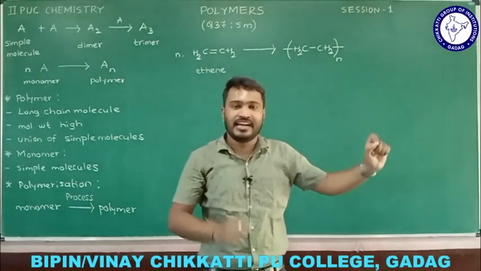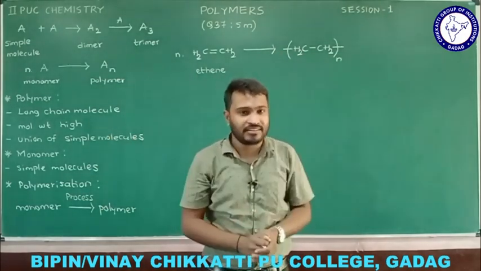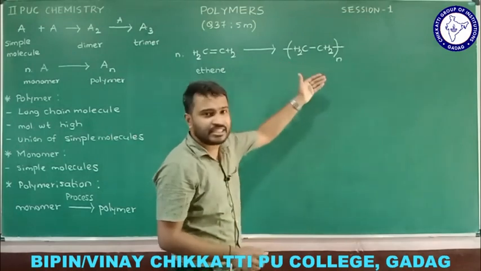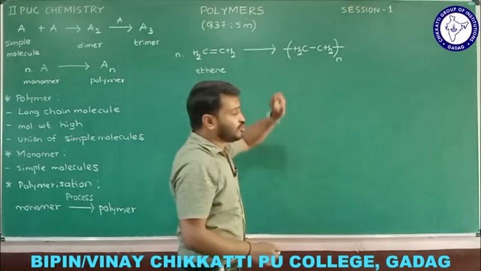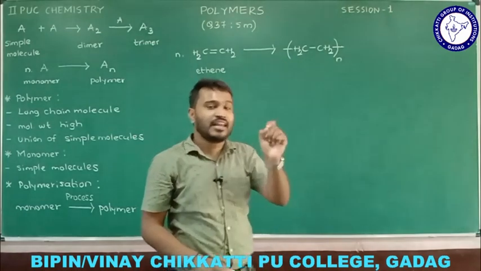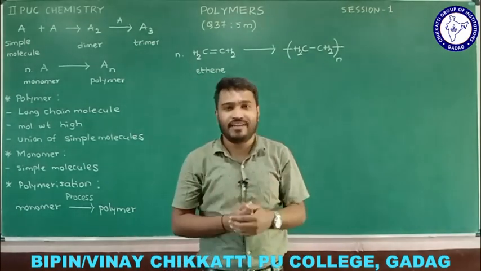So on the left hand side and right hand side, you should extend the bond a little, and you should place the brackets with the subscript n here. And after drawing the structure of the polymer, take care of the valency of carbon. Carbon is a tetravalent element here.